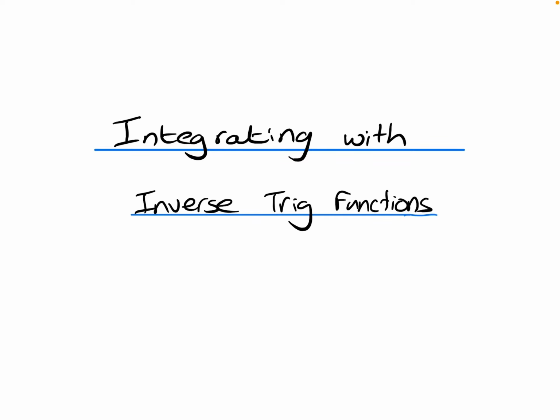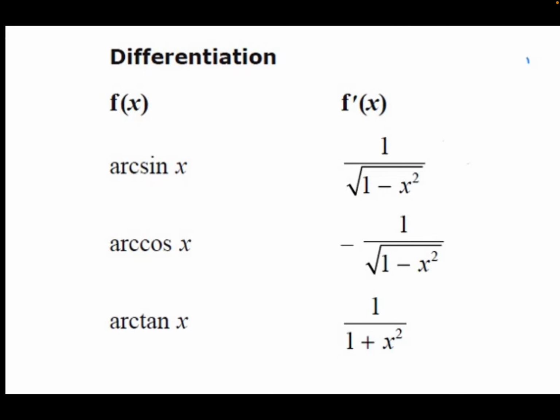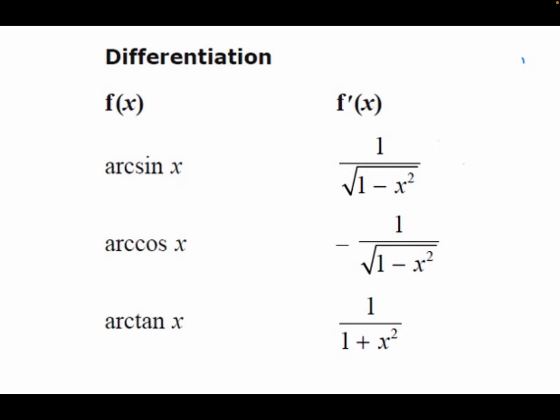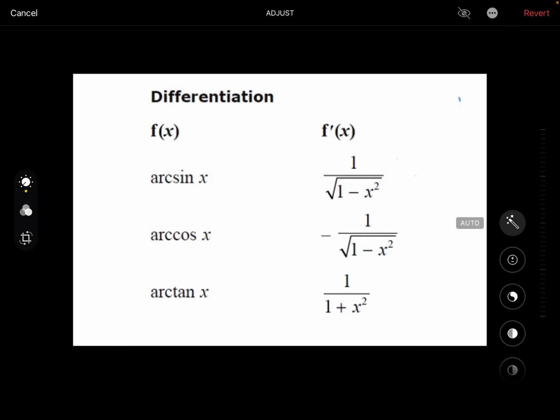This video is all about integrating with inverse trigonometric functions. We've already done quite a lot of work differentiating them. We've shown previously that arc sine can be differentiated to be 1 over the square root of 1 minus x squared, and so on.